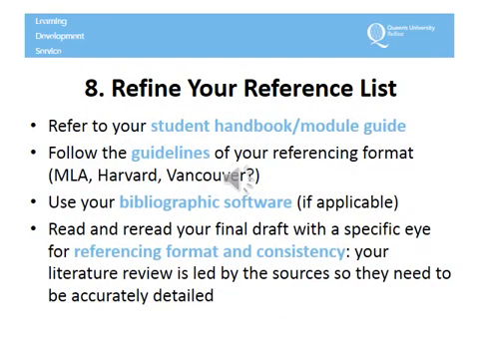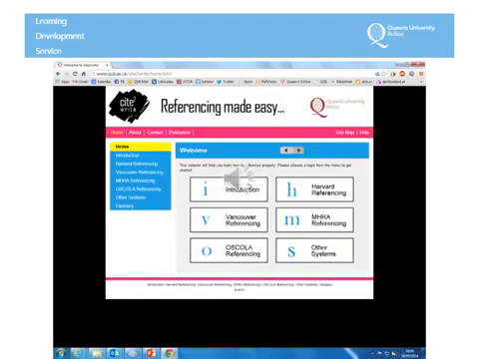Step 8. Refine your reference list. Refer to your student handbook or module guide and follow the guidelines of your referencing format. Use your bibliographic software if applicable. Read and reread your final draft with a specific eye for referencing format and consistency. Your literature review is led by the sources, so they need to be accurately detailed. The Learning Development Services Cite to Write resource can be useful if you have trouble with referencing.